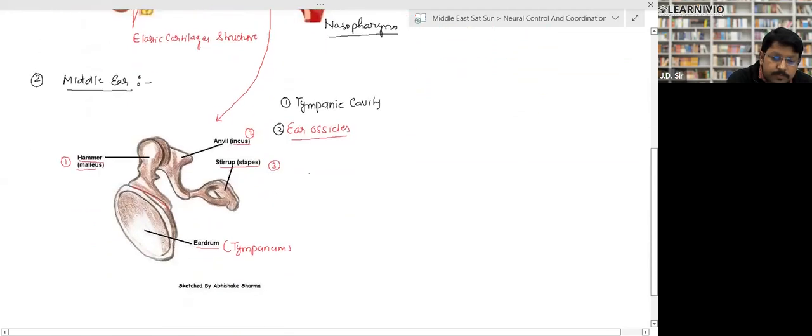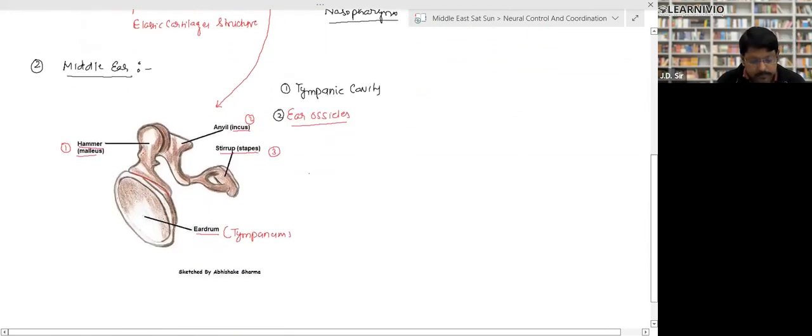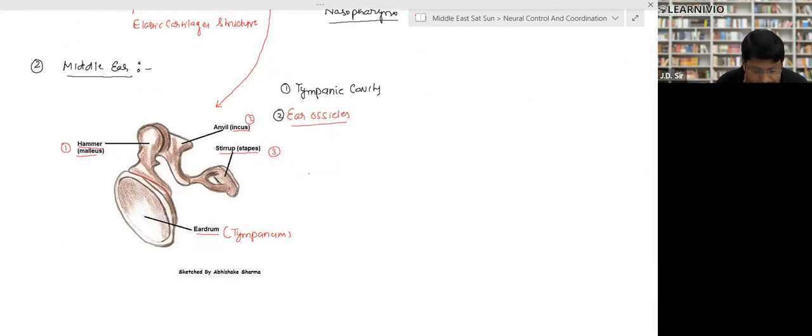Next, the function of the middle ear. The function of the middle ear is to pass the vibration to the internal ear.